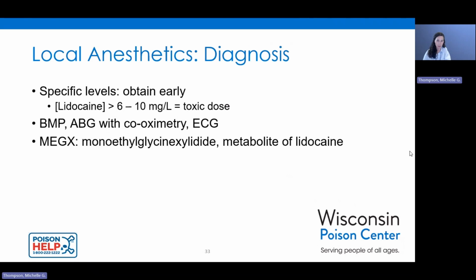We're talking about diagnosis. History is critical here. Specific levels can be obtained and are helpful if obtained early. So a lidocaine level that's greater than 6 to 10 milligrams per liter is considered a toxic dose. Additionally, a BMP and ABG with co-oximetry and ECG should be obtained. MEGX is a metabolite of lidocaine and can also be obtained to confirm toxicity, though it is likely of limited clinical utility in the acute setting.